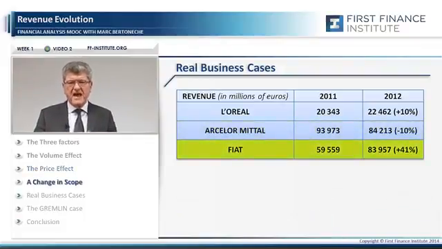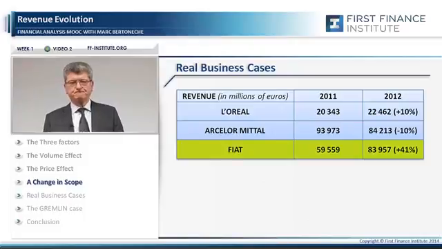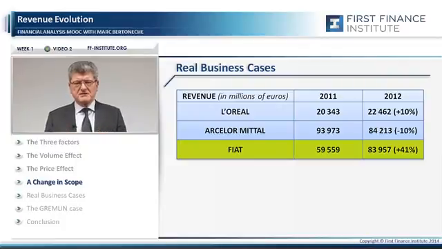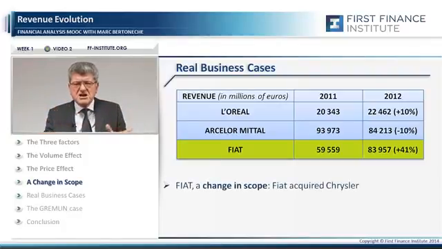Third example, Fiat, the Italian car company, has experienced a growth of 41% between 2011 and 2012. It is obviously not due to an increase in prices. They have not increased their prices by 40%. Nobody would believe it. It is not that Fiat has been able to sell 41 more cars in 1 year. Nobody would believe it too. No, it is due to the acquisition of Chrysler, which has tremendously increased the revenues of Fiat. So the increase in revenues in that case is essentially due to a change of scope.